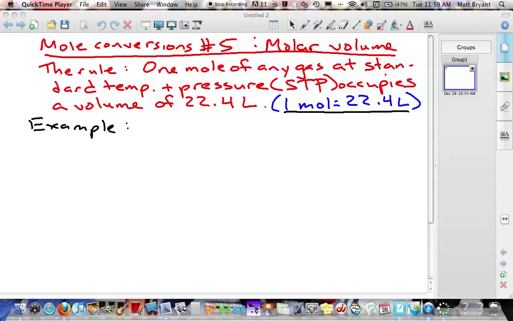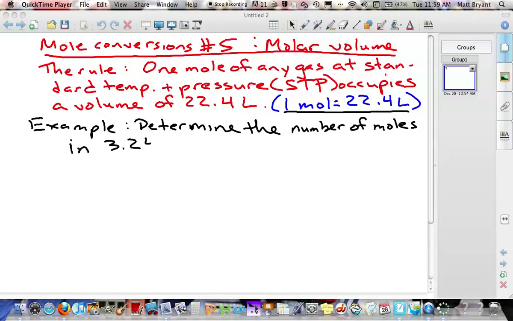We're going to go from volume to moles. So I'm going to ask you to determine the number of moles in 3.24 liters of carbon dioxide, which we know is a gas, at STP. Again, sometimes we may forget to include the at STP part. For all intents and purposes, you can assume that all these gases are going to be at STP, unless we tell you otherwise. And we'll let you know when the time comes.